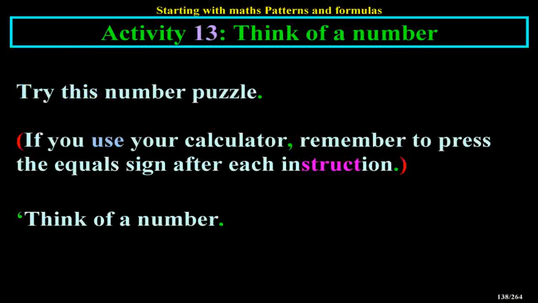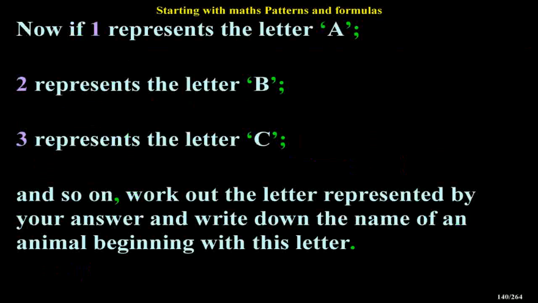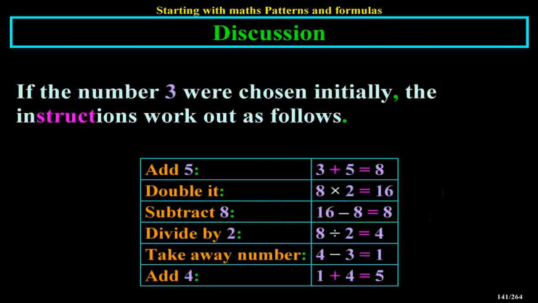Think of a number. Add 5. Double it. Subtract 8. Divide by 2. Take away the number you first thought of. Add 4. Now if 1 represents the letter A, 2 represents the letter B, 3 represents the letter C, and so on, work out the letter represented by your answer and write down the name of an animal beginning with this letter. Discussion. If the number 3 were chosen initially, the instructions work out as follows.